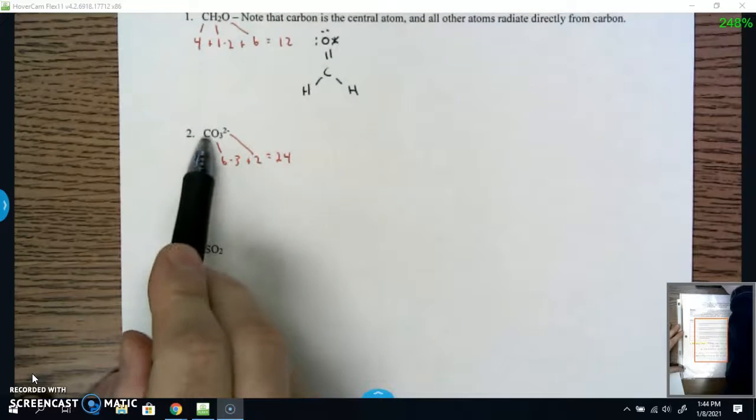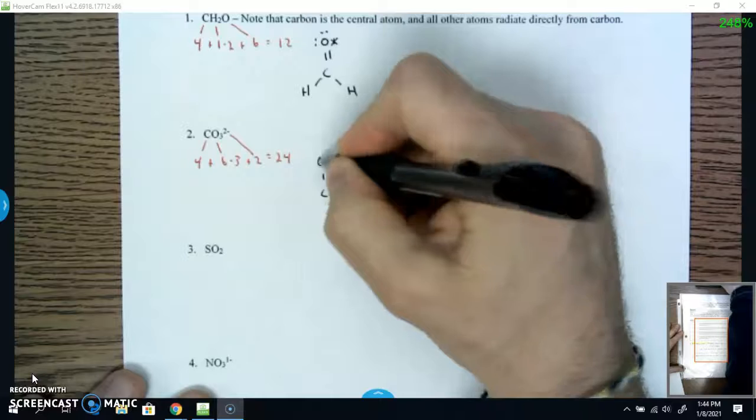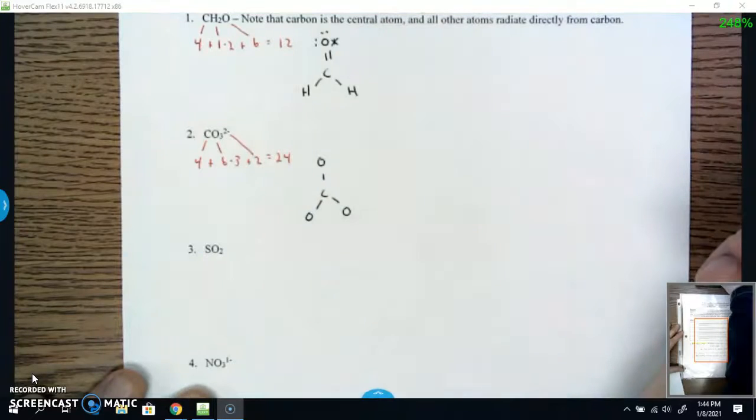Skeleton structure, we'll have carbon in the center because it's first in the formula. We want to evenly space out. Again, it looks like a peace sign at this point.